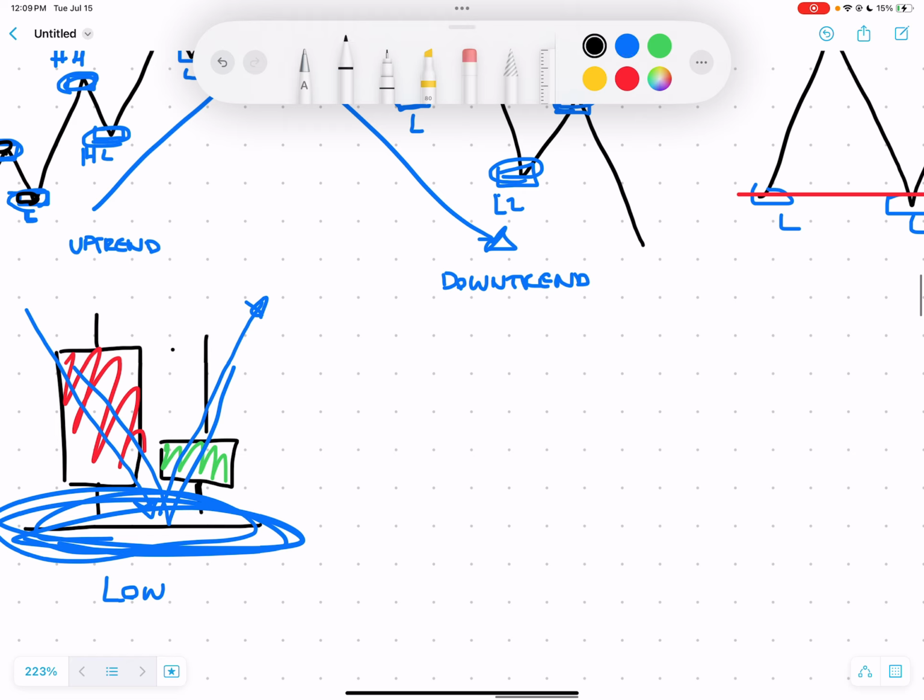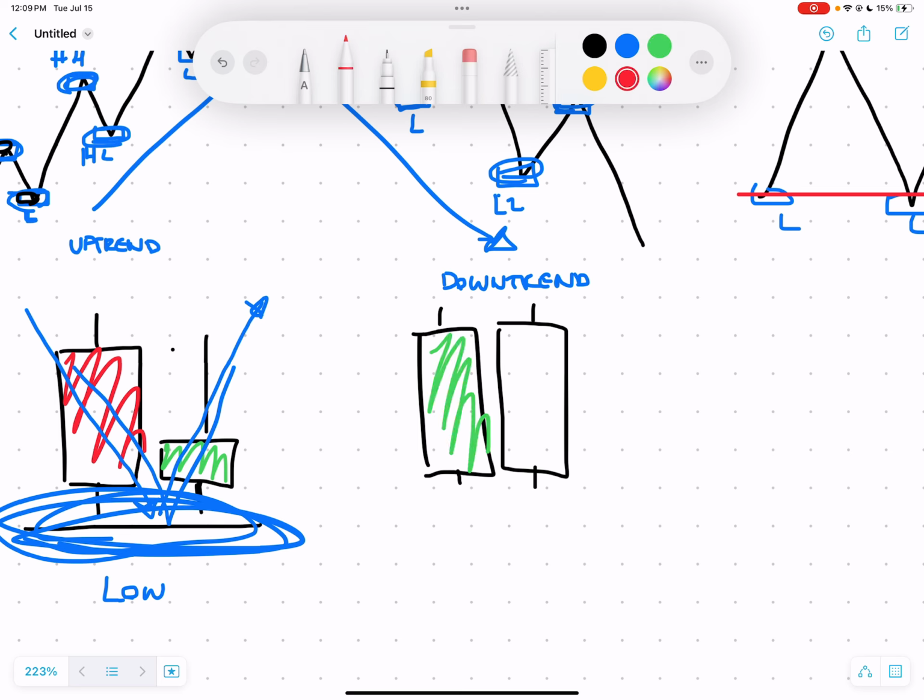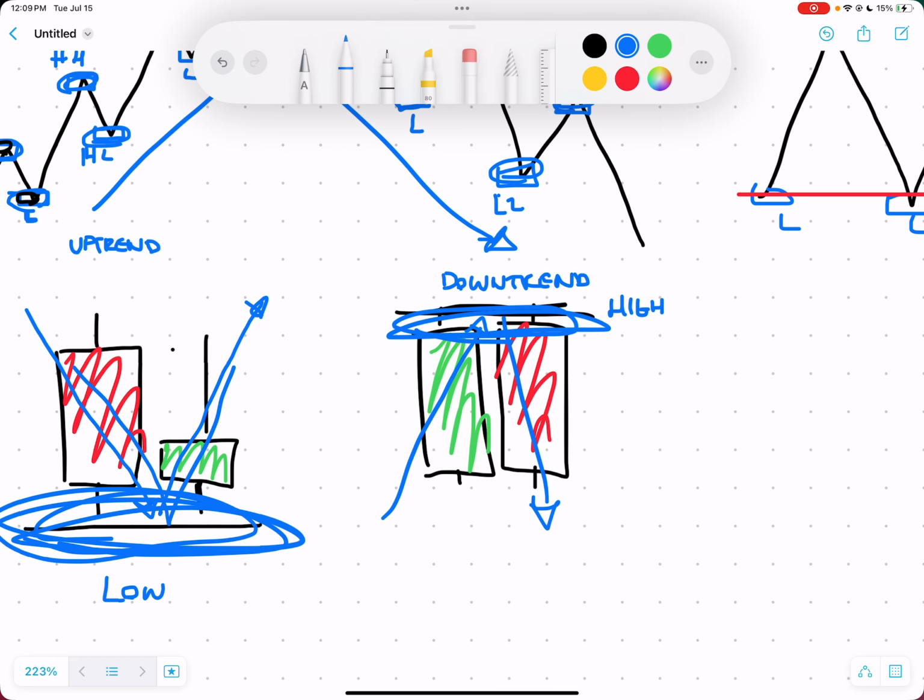Okay? And it's the same thing for the opposite. You only need two candlesticks in order to create a high or a low. So let's say this one is going up, and you have this nice little top right here. Essentially what it tells you is that price went up first and then it went down. This right here is your high. Simple as that. This is how you get your highs and lows.